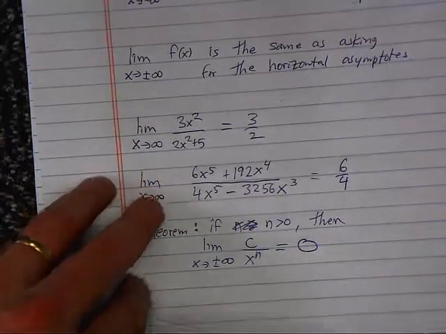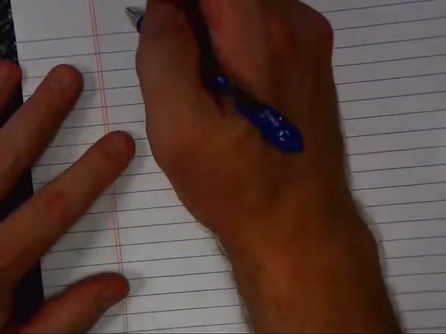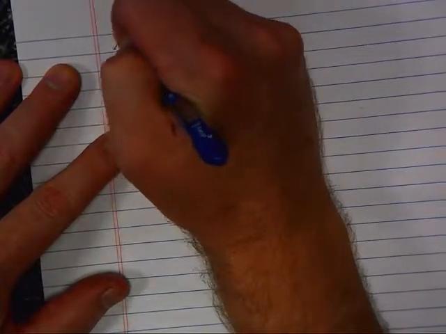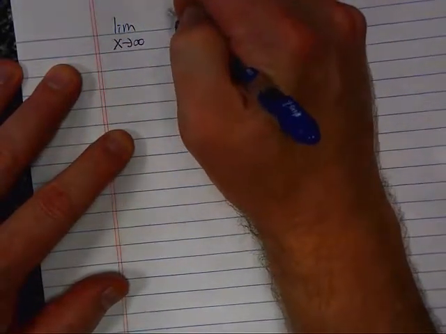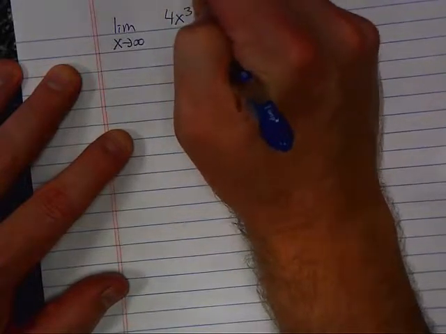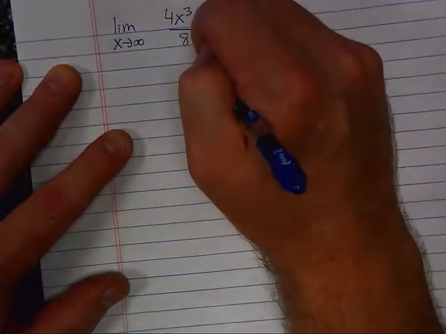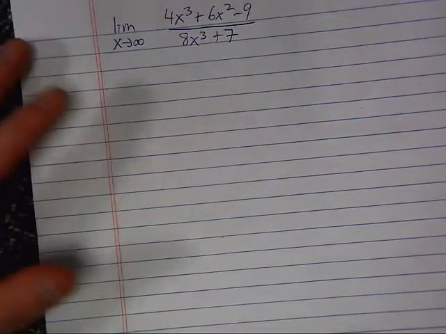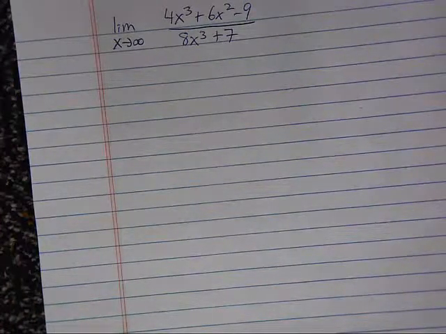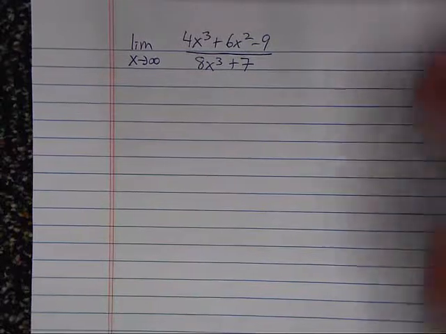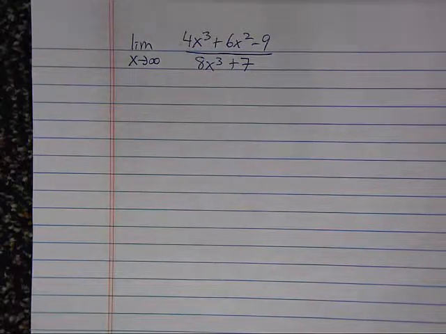All right, so here's how these work. I'll make up a new one. Limit as x goes to infinity of 4x cubed plus 6x squared minus 9, divided by 8x cubed plus 7. Based on what we said a few minutes ago, you should instantly know the correct answer is 1/2, because the power on top and the power on bottom are the same. The x squared, the 9, the 7 really don't matter.